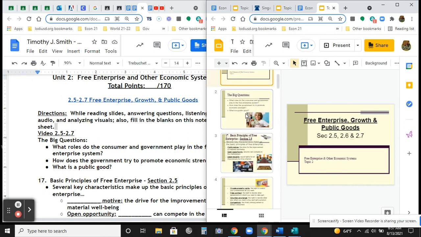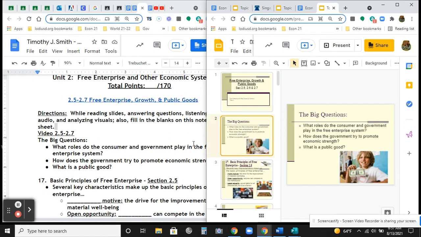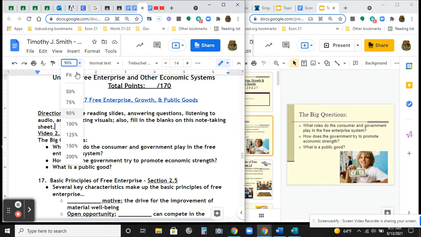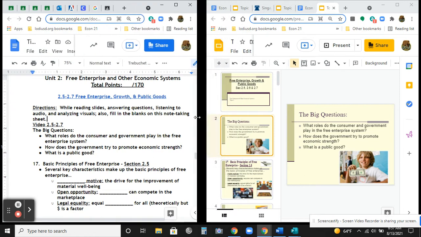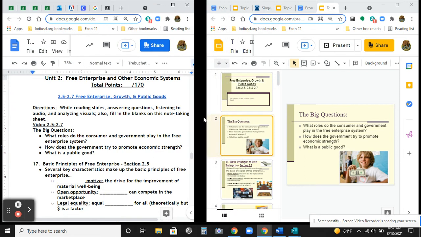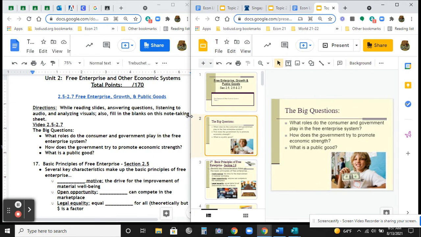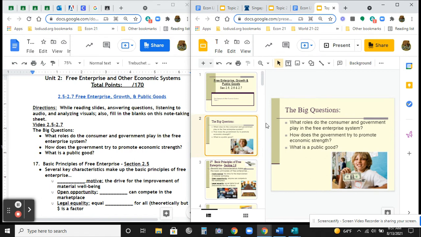Okay, here we go. The big questions you're going to be seeing in this unit are: what roles do the consumers and government play in the free enterprise system? How does the government try to promote economic strength? And what is a public good?